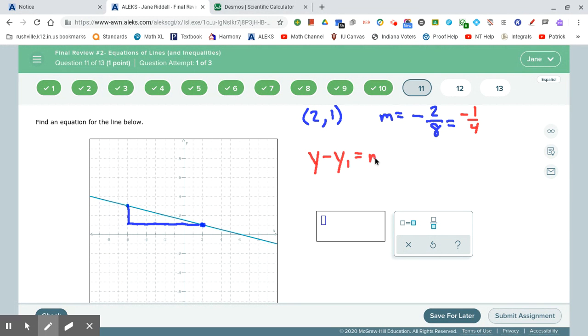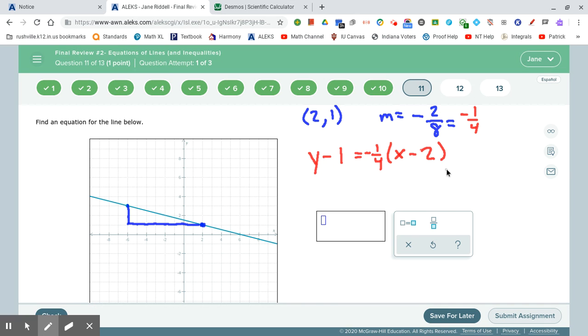If I knew the y-intercept, I would use my slope-intercept form, but I don't, which means I just need to use the point slope form. So I'm going to first erase my m in this formula and replace it with negative 1 over 4. Then I'm going to erase my x1 and replace it with the positive 2. And then I'm going to erase the y1 and replace it with the y-coordinate of my point, which is 1.